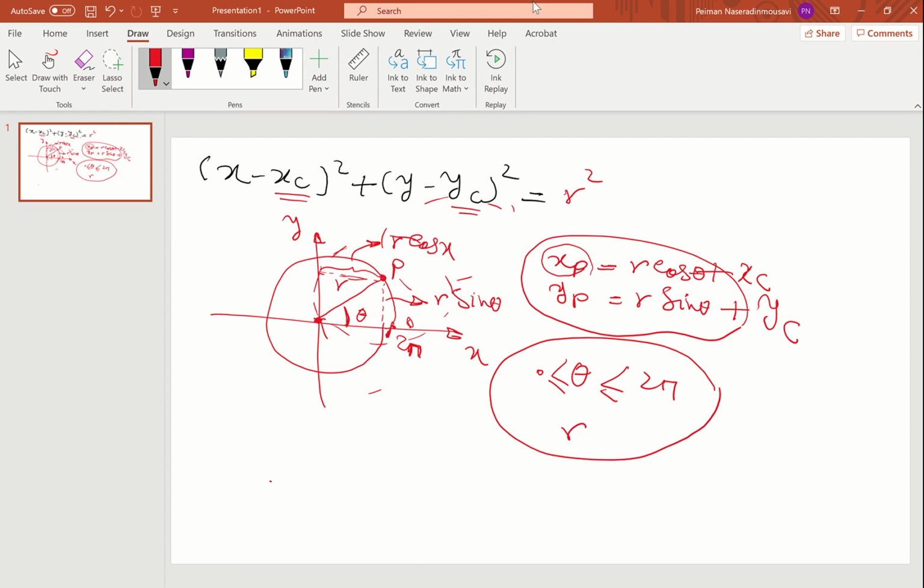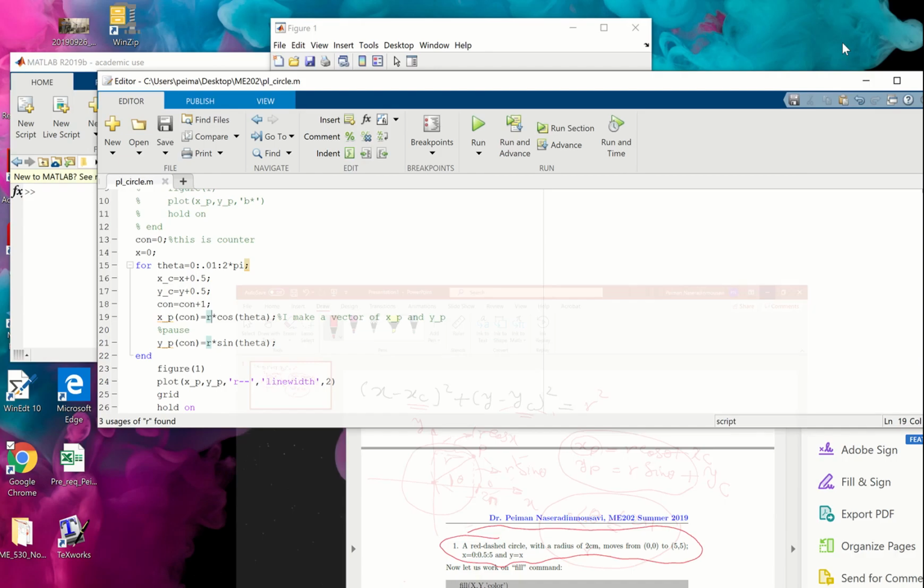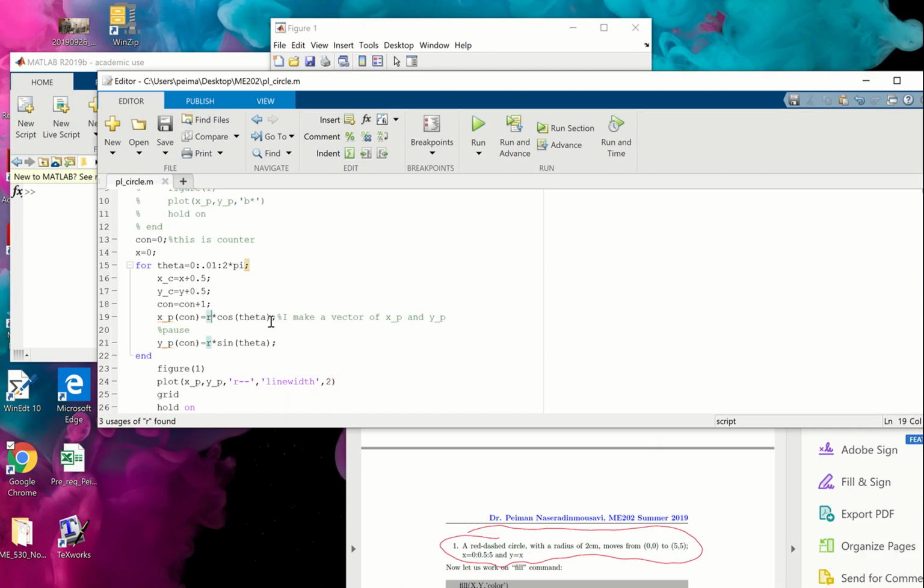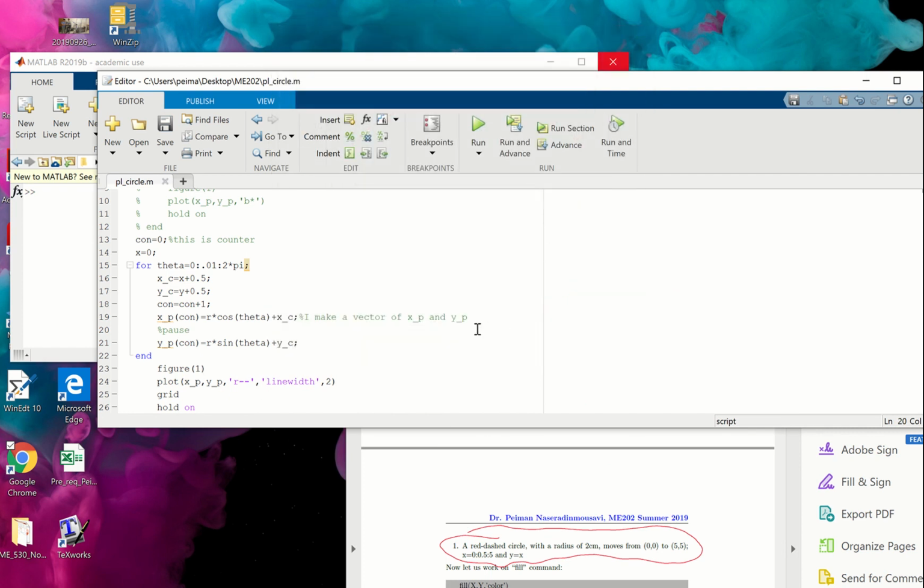So x of p is going to be this. Now let us try together to see, do we get the same result? So it's going to be plus x of c and plus y of c. First of all, I expect that we don't get the result. Let me run it and you tell me how. Okay guys, here we go.